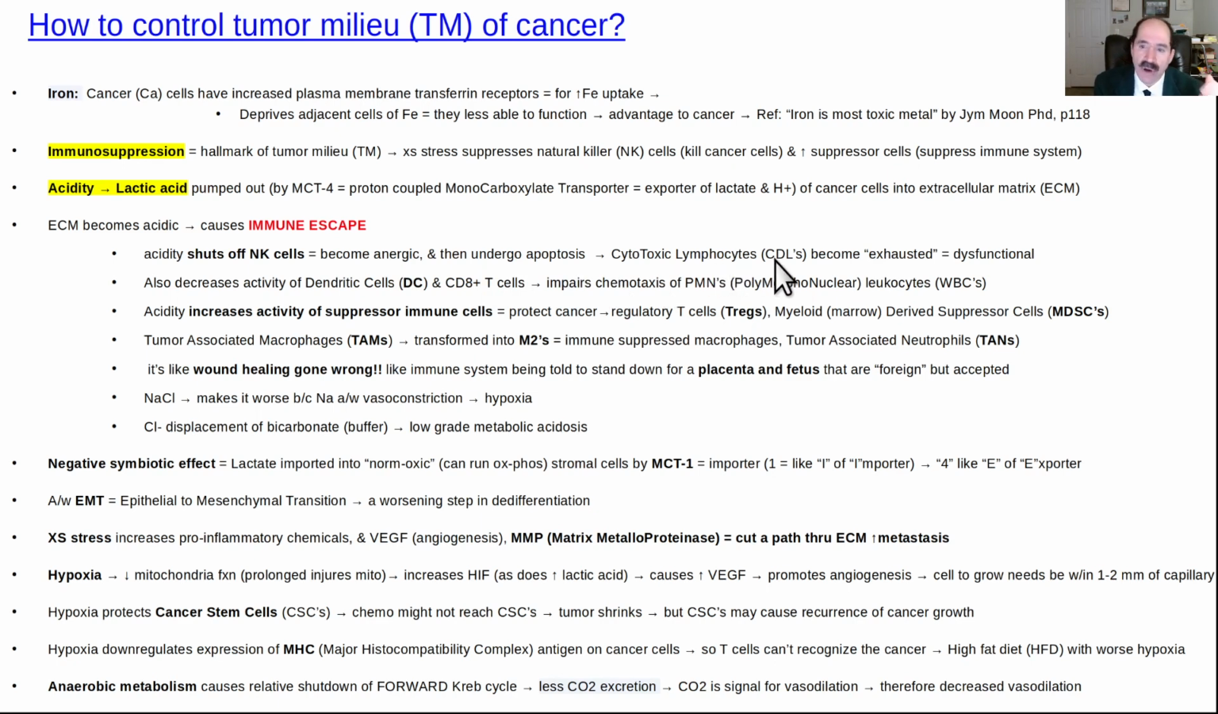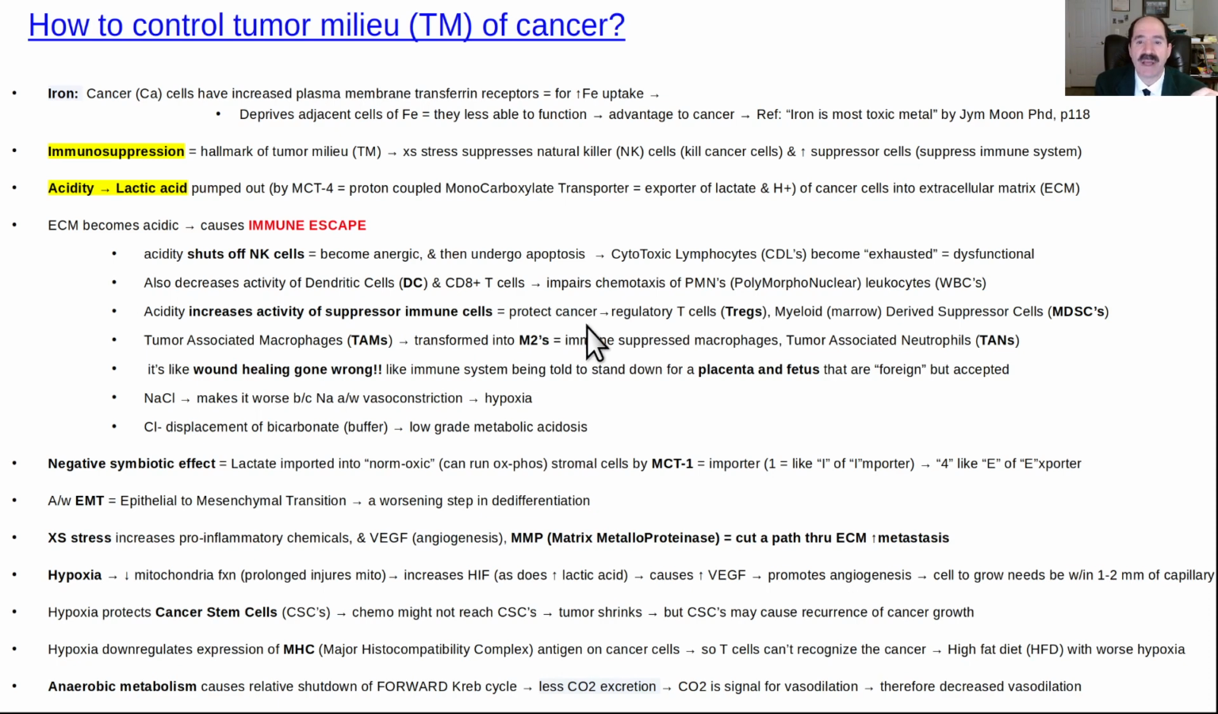Cytotoxic lymphocytes, they become so-called exhausted. These are all the lingo that if you read the research papers on it, you'll now have the lingo, the jargon. Dendritic cells, we talked about those. They can't now travel to the lymph node. Their ability to do so is impaired. Your polymorphonuclear leukocytes, PMNs, their chemotaxis, that means their ability to travel to the area of the problem, is impaired. All these immune systems are messed up.